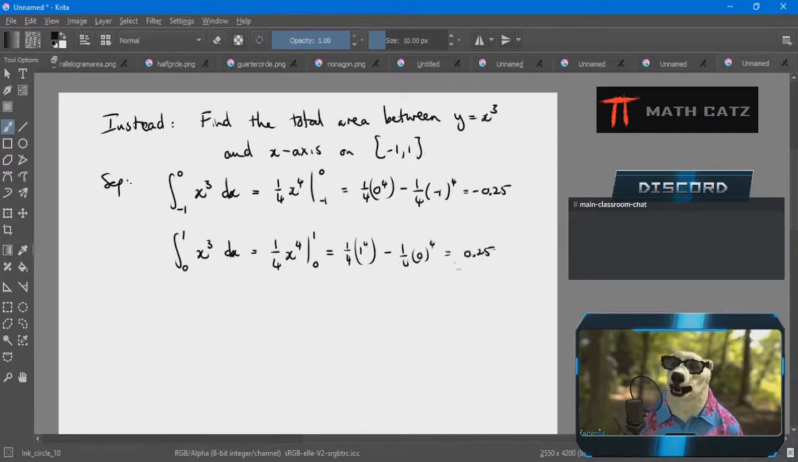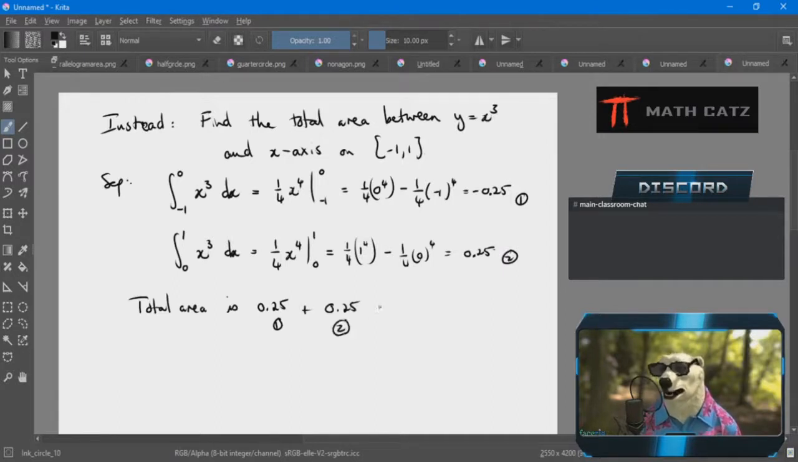Now, because of symmetry, they're the same. I can then say the total area is the top 0.25, area 1 here, plus the bottom 0.25 from section 2, if you will, to get a total area of 0.5. If I did this in one go, essentially the definite integral will just add these with their signs, and it seems like the area doesn't even exist. There's a cancellation that needs to be avoided.